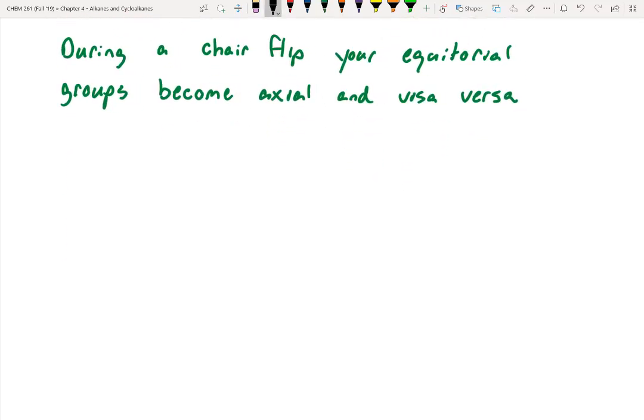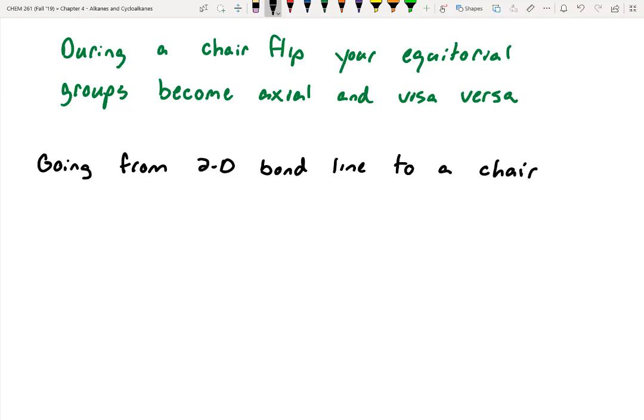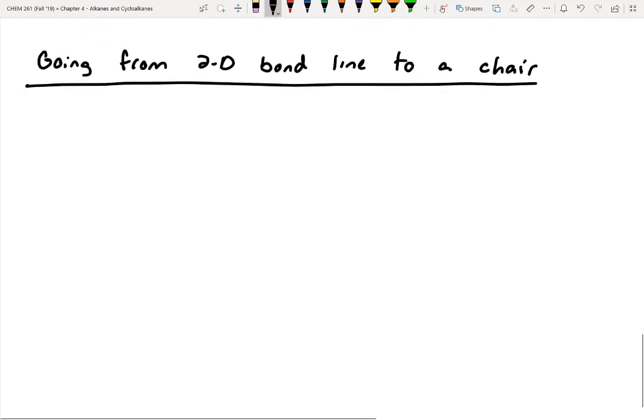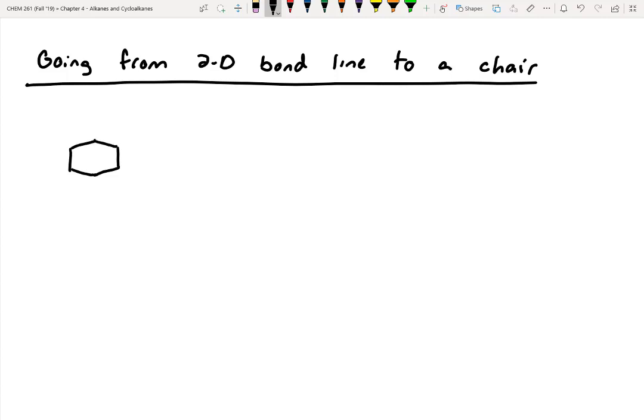Let's say we're given a structure, but we're not given the chair structure. We're just given the 2D bond line. So what we need to do now is figure out how to go from a 2D bond line structure to a chair. Let's take a look at this one right here. In this one, I'm going to add a group right here. That's a wedge, a group right there that's a dash. And I'm going to add a methyl group right there and a hydrogen off the dash.